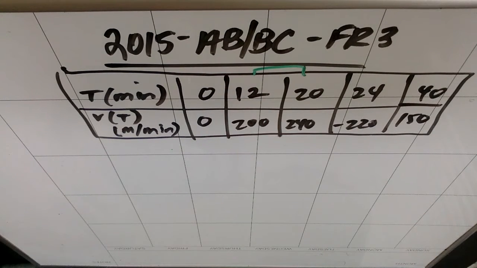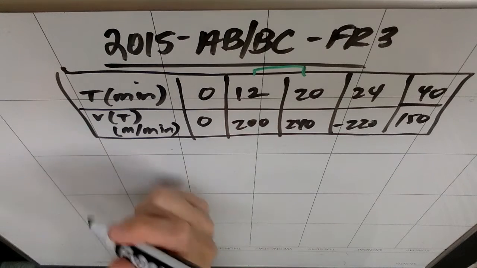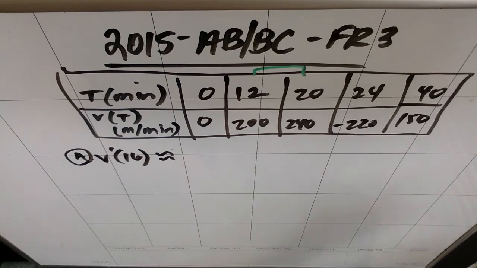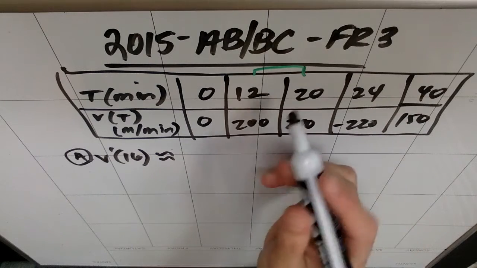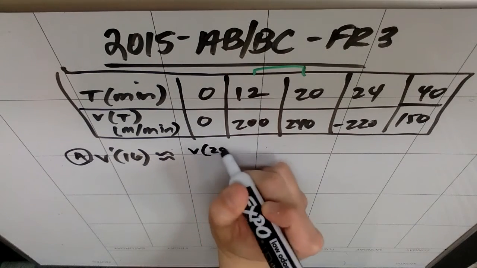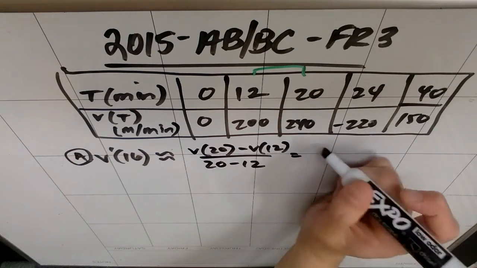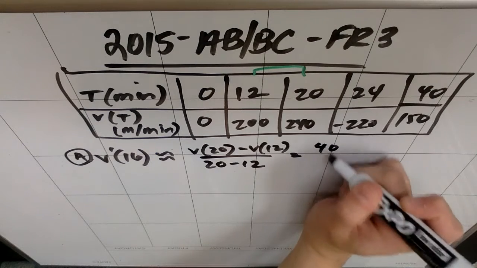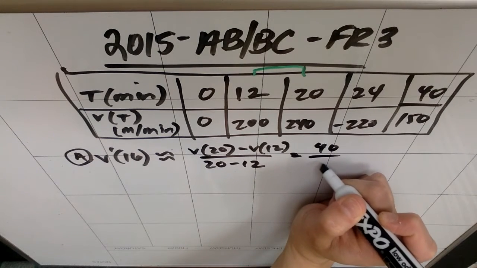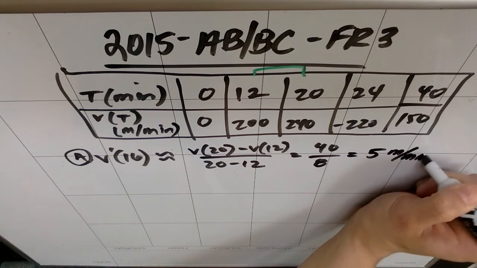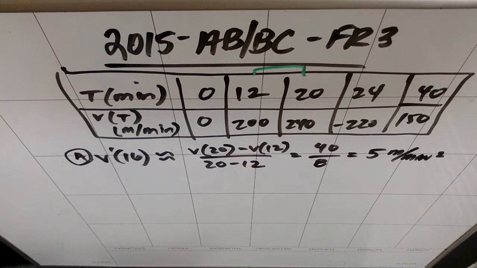t as 20. So if we use those 2 points, v prime of 16 is going to be approximately the old school slope, because derivative and slope are sort of the same concept, between the point at 12 and the point at 20. So v of 20 minus v of 12 over 20 minus 12. That's a 240 minus a 200, so that's a 40, over a 20 minus a 12, which is an 8. So I end up getting 5, and that would be meters per minute squared, because that's acceleration. So do make sure that you have the correct units. Or meters per minute would also be correct.